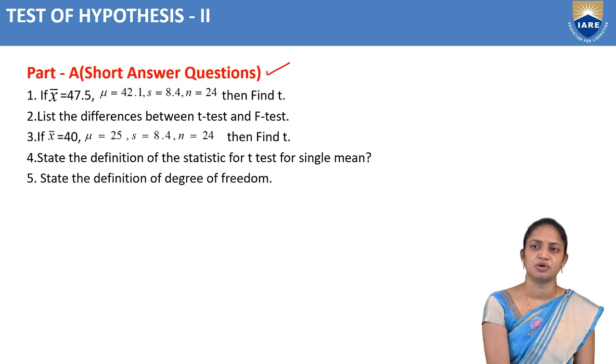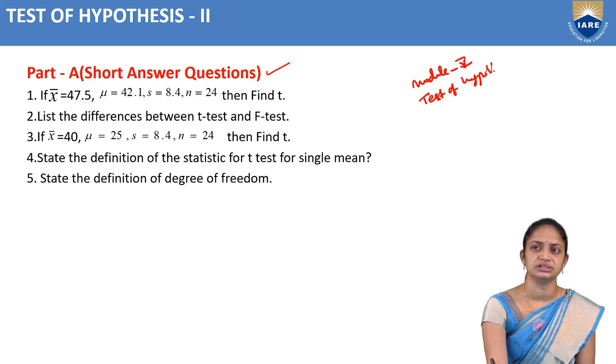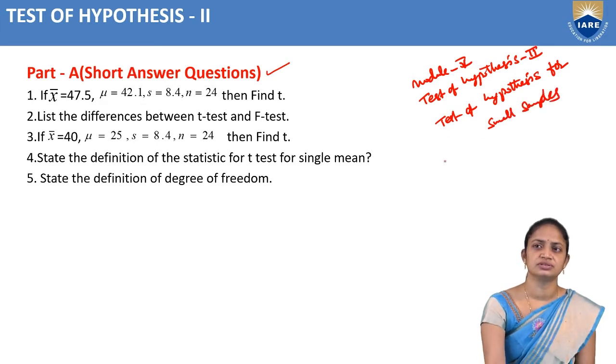First, we will discuss how many topics there are in Module 5. This is based on test of hypothesis 2, that is nothing but test of hypothesis for small samples. In this we have only three topics. First one is t-test or t-distribution, second one is f-test or f-distribution, and third one is chi-square test or chi-square distribution.